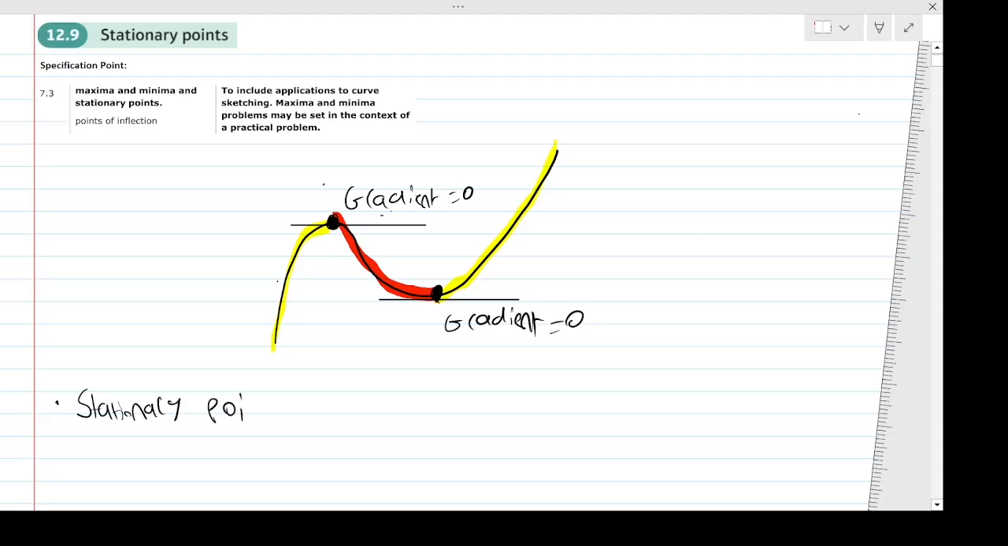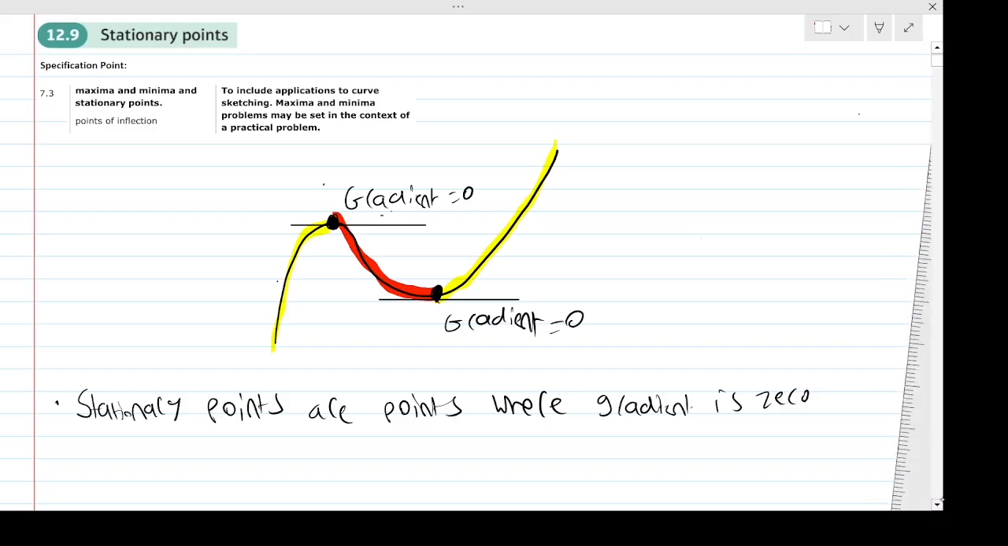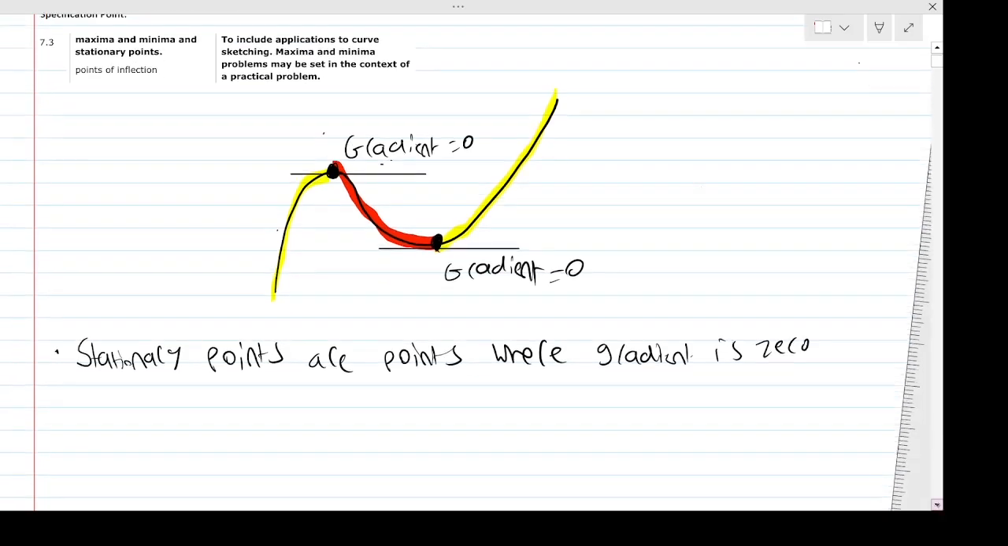Stationary points are points where the gradient is 0. In other words, if we differentiate, say if we found dy/dx, we'd have to set that equal to 0. That's how we can find stationary points, by differentiating and then setting it to 0. So that's essentially a stationary point.